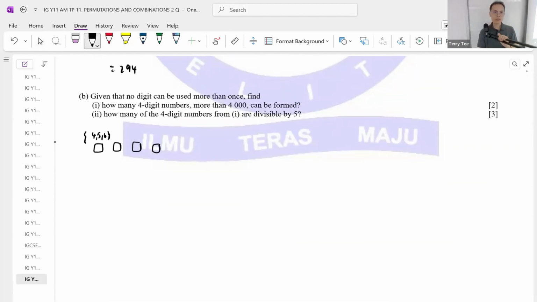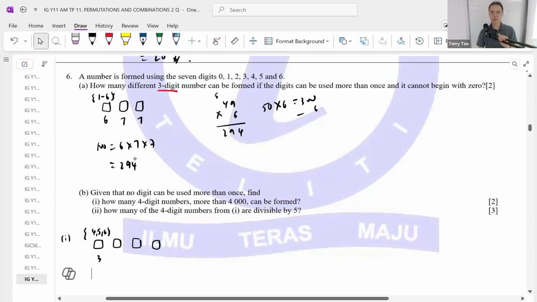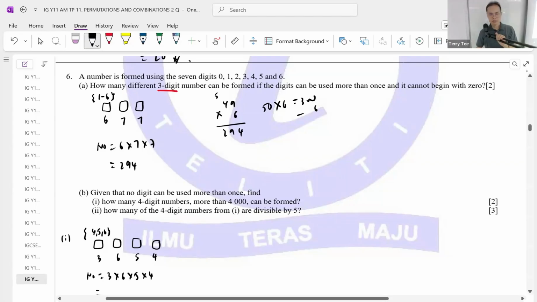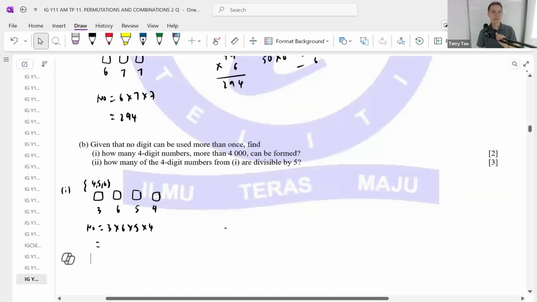Now we cannot repeat. We cannot use the same number again, so we have to reduce by 1. So the first case, anyone? 3 ways, right? Next one. Remember, you have 7 digits. I've taken 1 out, left with 6. Take out one more, 5. Take out one more, 4. So this is 3 times 6 times 5 times 4. Can you use your brain? 3 times 6, 18. 18 times 20. 360, isn't it?